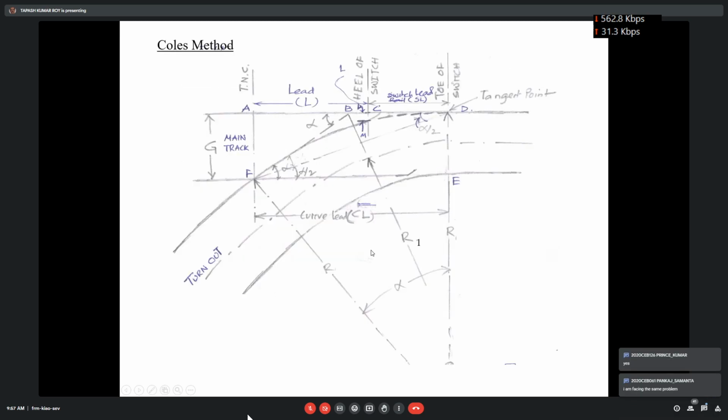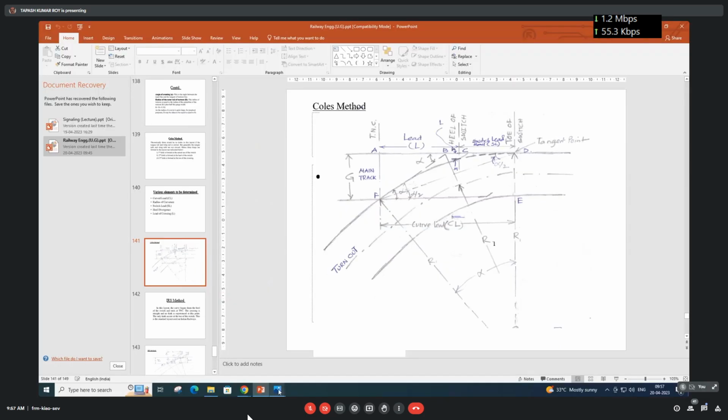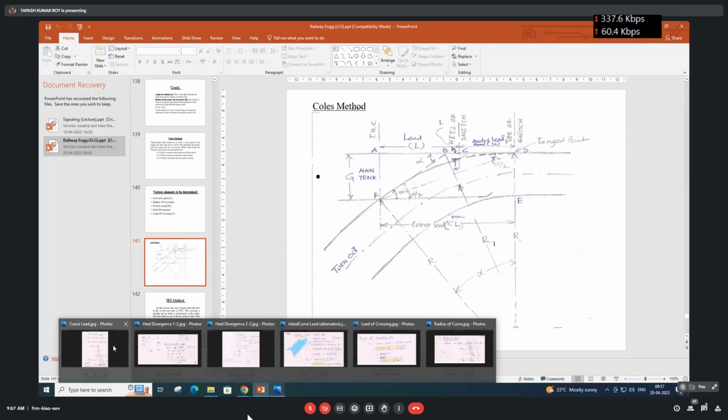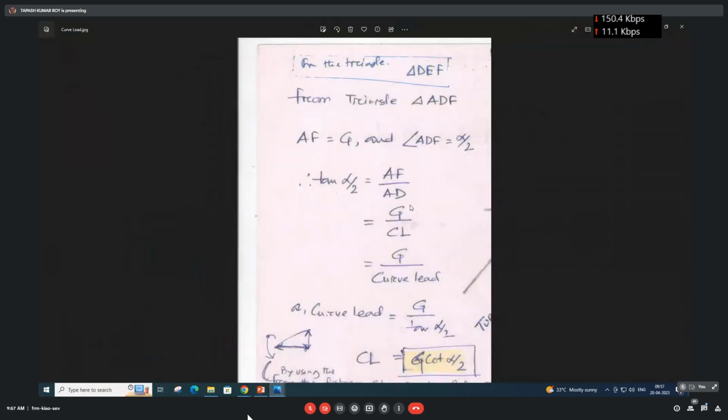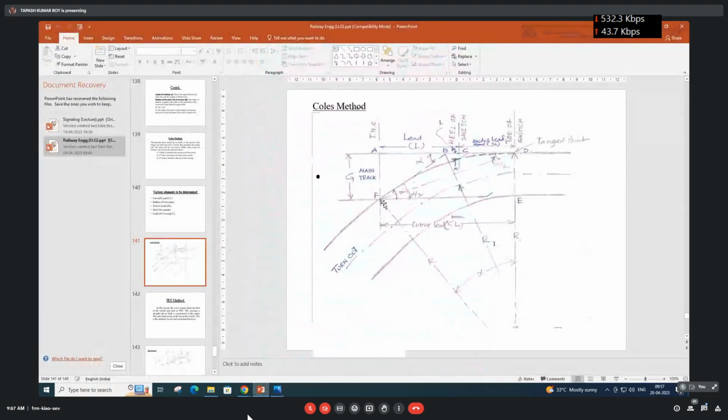Okay. So how can we find out? First of all, we find out curved lead. If we want to determine the curved lead, then we will show this one curved lead. So we will come to the triangle ADF. From this triangle, we have to find out. We know this is the tangent that will be drawn on the curvature. So it will come in this direction.